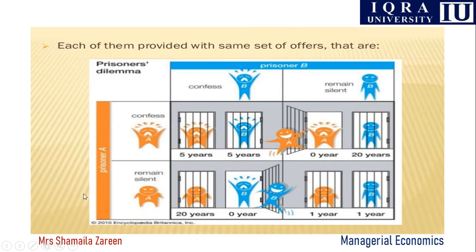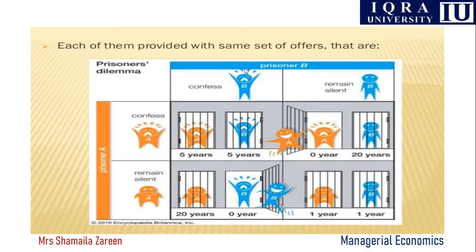Now we will see the dominant strategy of prisoner A. If prisoner B will confess, prisoner A has two options, whether to confess or to remain silent. Dominant strategy is what the player will choose regardless of the strategy of the other player.